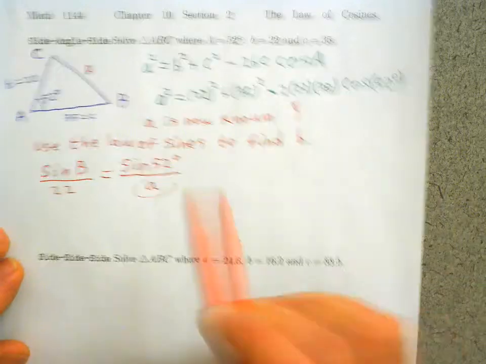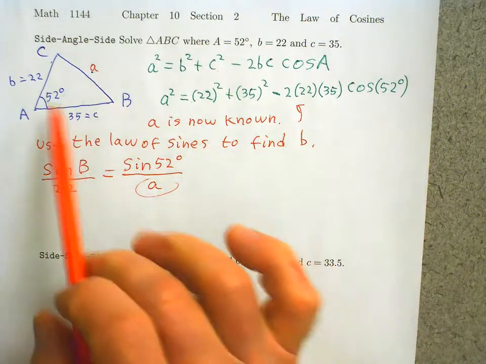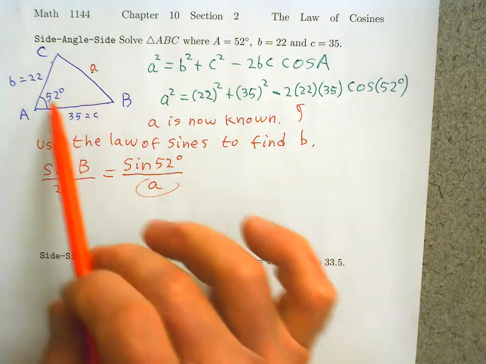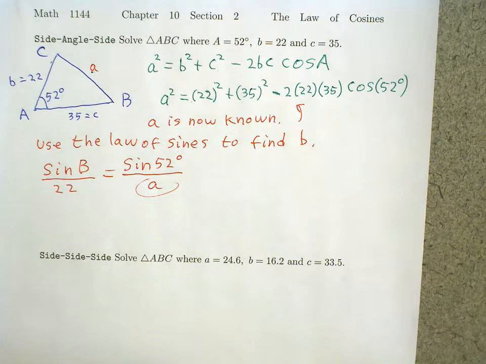And then once you know what the angle B is, you can find the angle C because all three angles have to add up to 180 degrees.